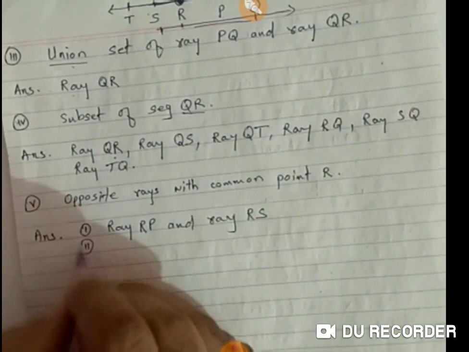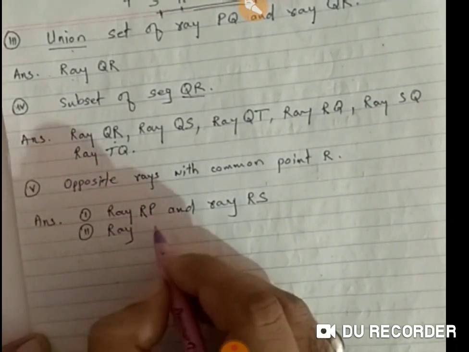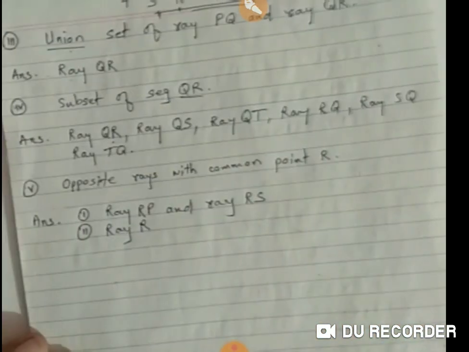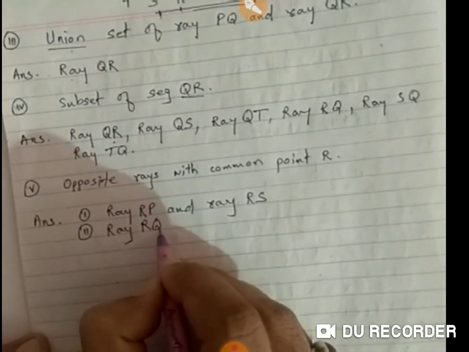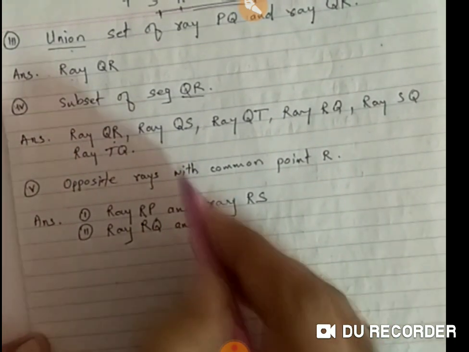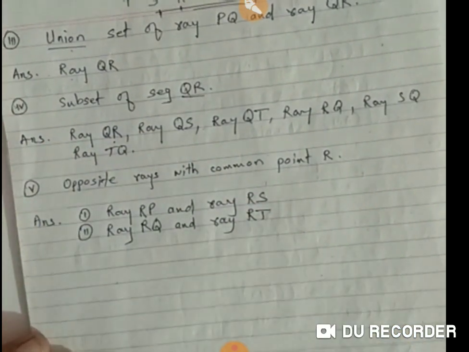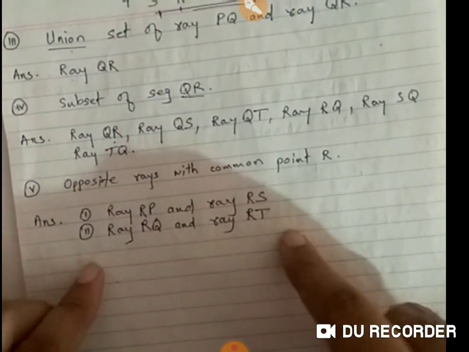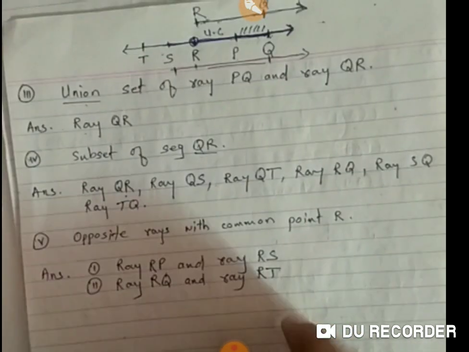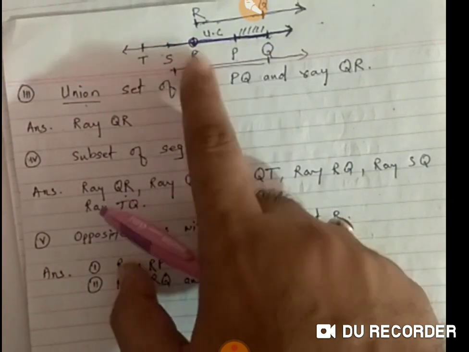Now the second pair which we can mention is ray RQ and ray RT. So these are two sets of rays which are opposite to each other where the common point is R: RP, RS, RQ, RT.